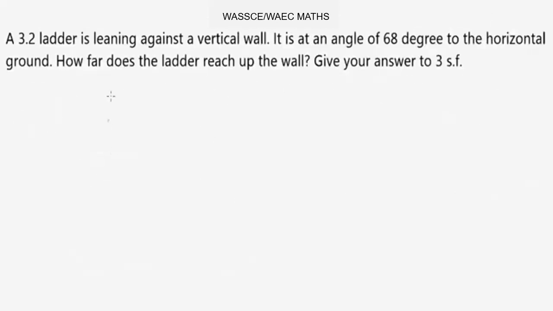Okay guys, now let's look at this question. This is a very interesting question. It says a 3.2 ladder is leaning against a vertical wall. It is at an angle of 68 degrees to the horizontal ground. How far does the ladder reach up the wall? Give your answer to 3 significant figures.